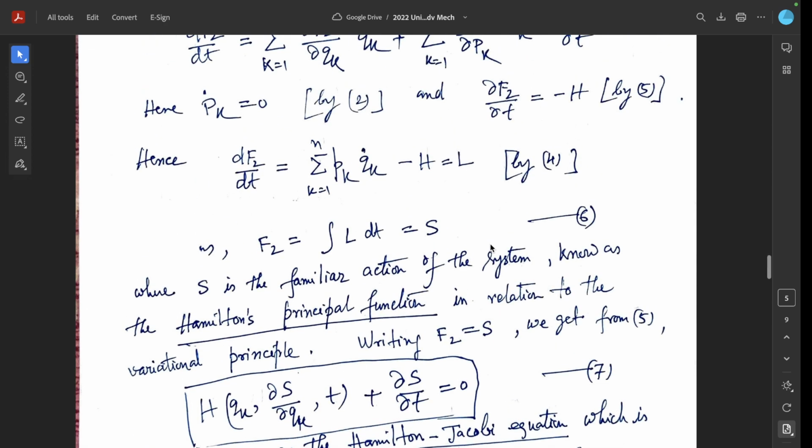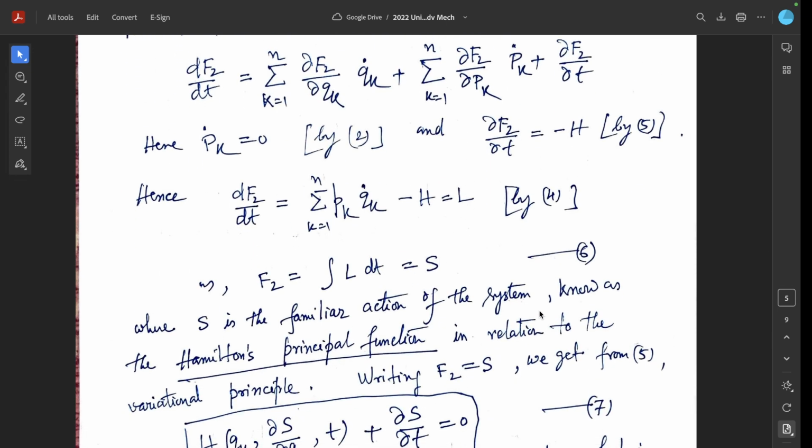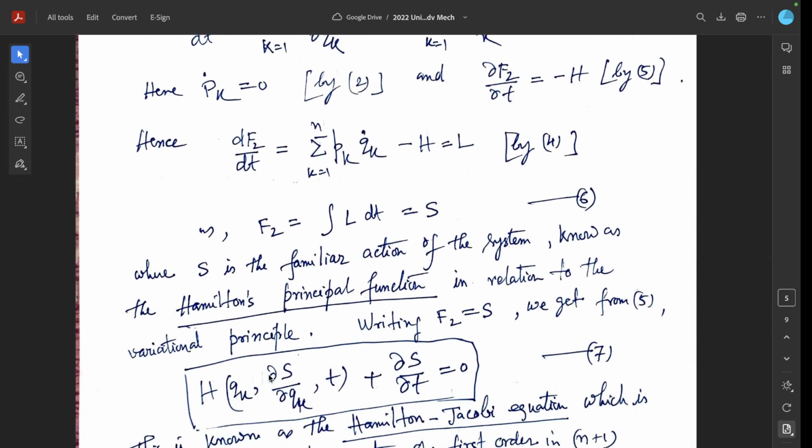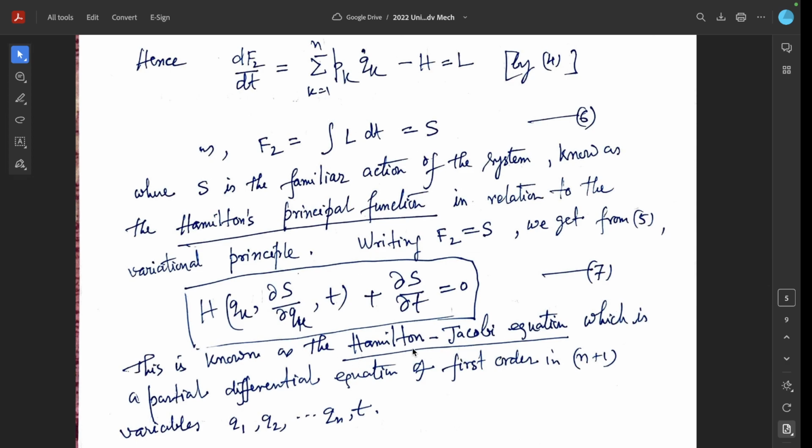we get from 5, this equation is 5, so we write H(qk, del del qk S, t) plus del del t S equal to 0, equation 7. This is known as the Hamilton-Jacobi equation, which is a partial differential equation of first order in n plus 1 variables q1, q2, ..., qn and t.